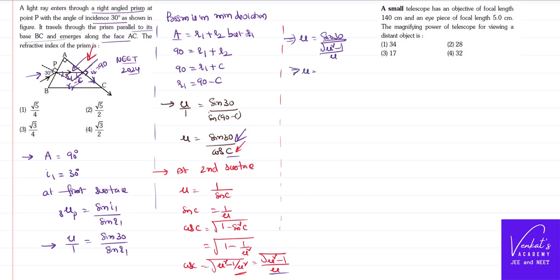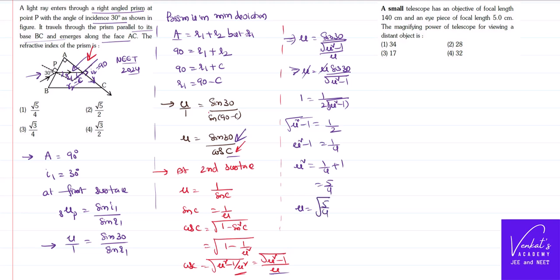That implies mu equals mu sin 30 by root of mu square minus 1. This mu and mu will cancel. So 1 equals sin 30, which is 1 by 2, of the square root of mu square minus 1. So the square root of mu square minus 1 is 1 by 2. Mu square minus 1 is 1 by 4. Mu square is 1 by 4 plus 1, that is 5 by 4. So mu equals the square root of 5 by 4. That is root 5 by 2, the refractive index of the prism.